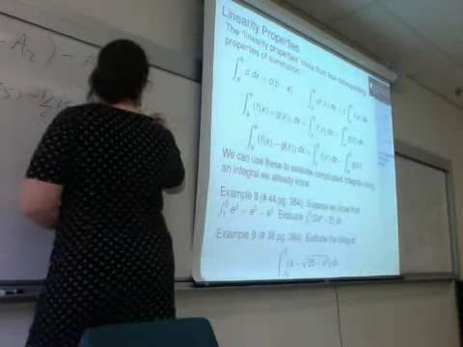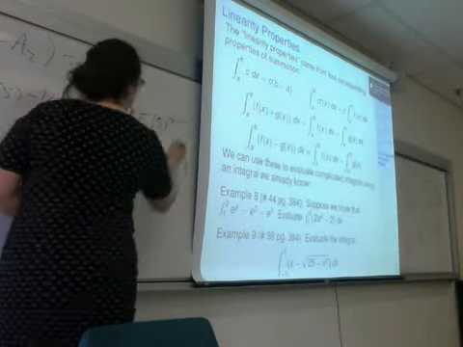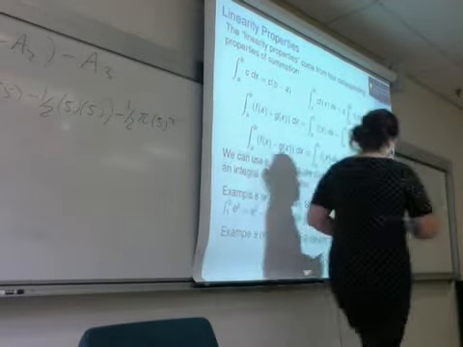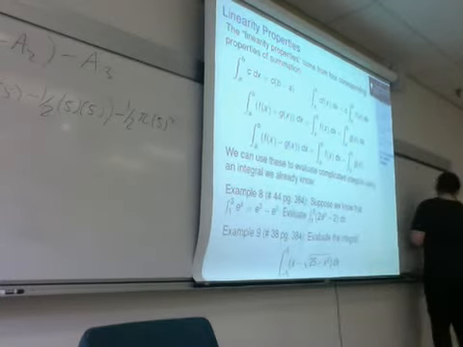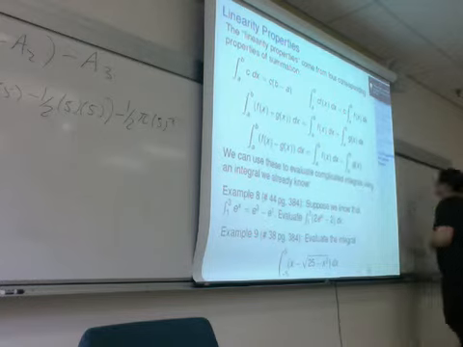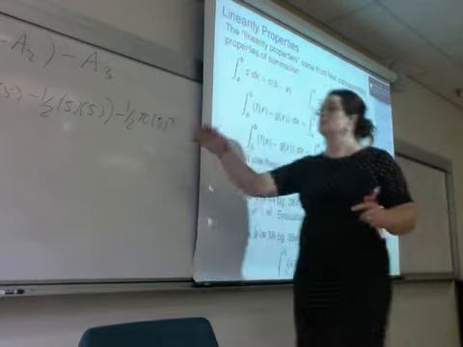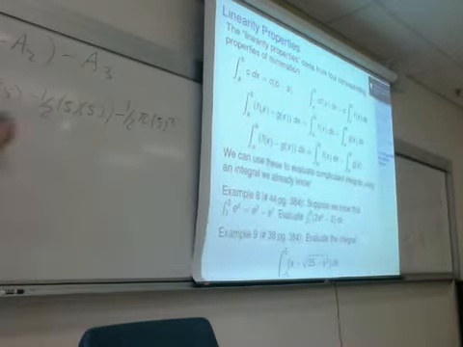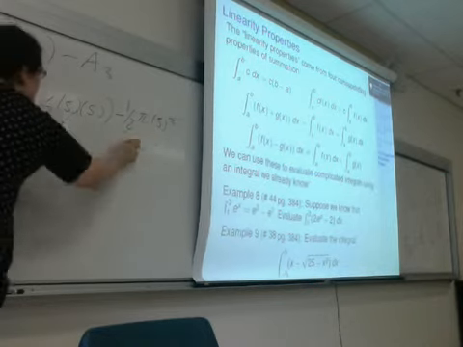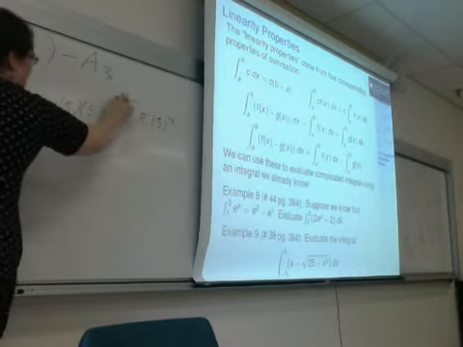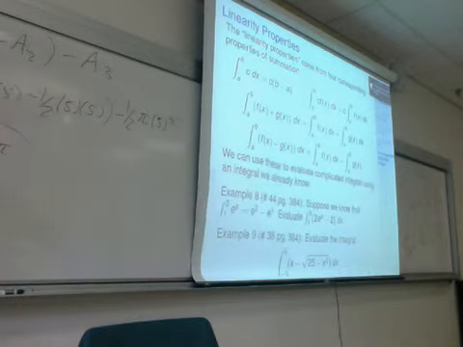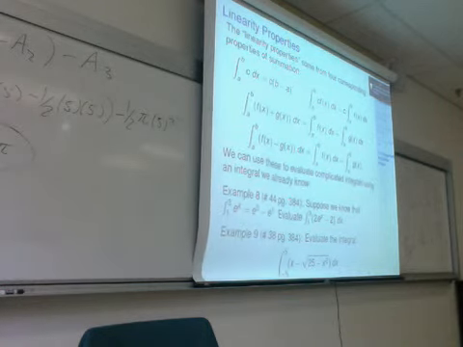A3 is a semicircle. Its area is going to be 1/2 times pi times the radius squared. The radius of this thing is 5. So these guys will cancel. It'll give you -25 over 2 pi. This thing, 5 squared is 25. 1/2 times 25 is 25 over 2 pi. And these guys will cancel. And that is the value of the integral.